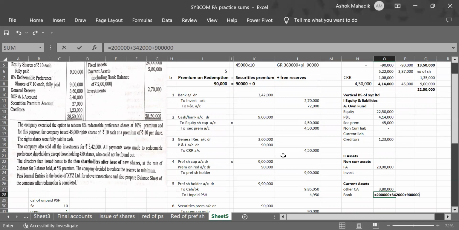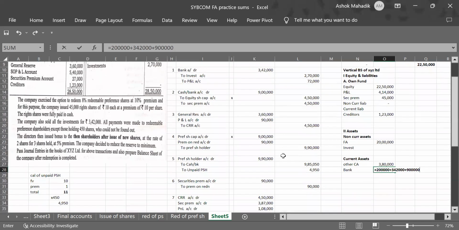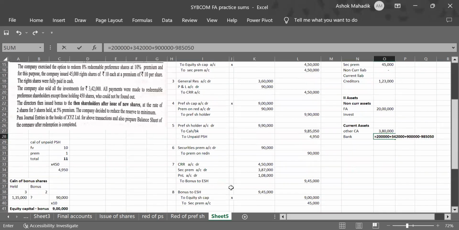Then third entry nothing there, fourth nothing there. In fifth we have paid 9,85,050. So I'll minus 9,85,050. Okay. Then 6th entry, nothing is there. 7th, nothing. 8th, nothing. Okay. So we have got balance of 4,56,950. Clear, students?